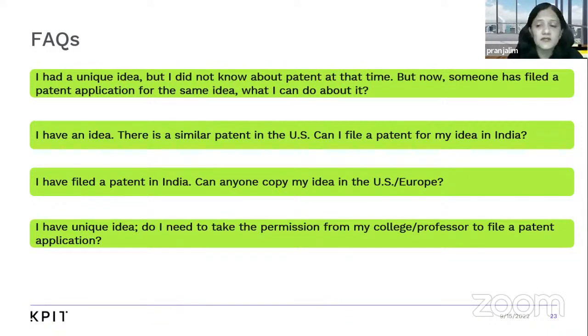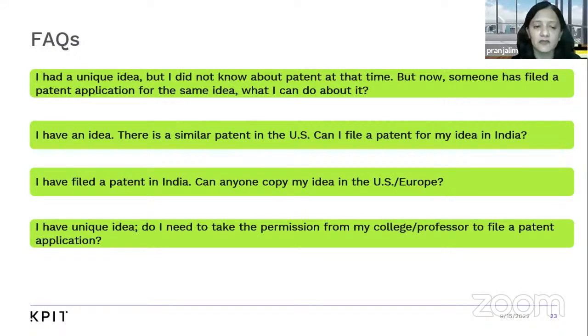I cannot emphasize this or reiterate this enough: you have to ensure that you maintain the novelty of your idea. It is very, very important that you first file a patent application, at least a provisional, before you disclose your idea in public, because if such things happen, there is not really much that you can do. There are other ways you can defend your idea, but ideally it is expected that you file a patent application before you disclose the idea anywhere in the public.